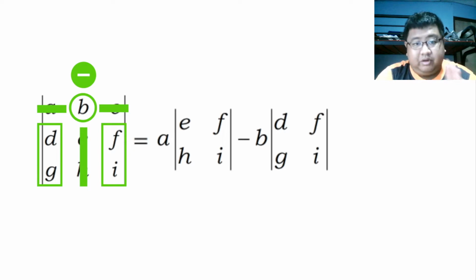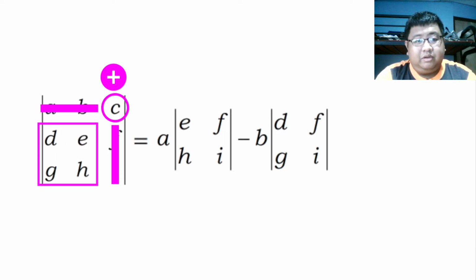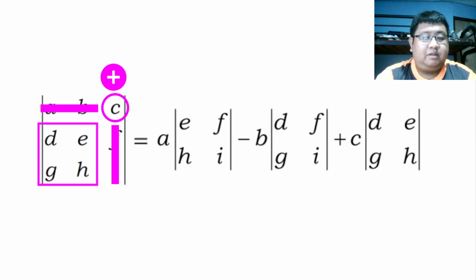Now, for the third term. The third term is also positive like the first, but this time you use the letter C, which is the third number in the first row. In similar fashion, you momentarily disregard the other numbers in that first row and in that third column, leaving you with a 2 by 2 determinant here, D, E, G, H. That comprises your third term in your evaluation. There you go.